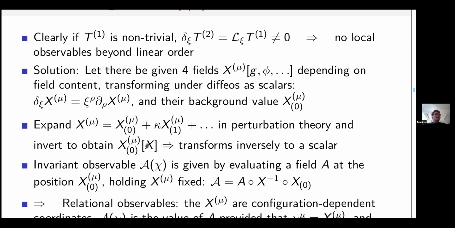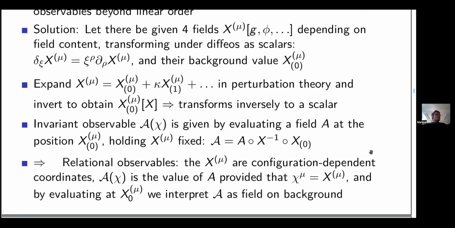So I write x0 as a functional of X and the higher order corrections. So one can do this in perturbation theory. It's invertible as a formal series. I'm not saying anything about convergence. And then, of course, if X transforms as a scalar, then this inversion will transform inversely to a scalar. And the invariant observable, which I call calligraphic A of chi, is now a composition of these things. So I take my field A, which might be a metric, which might be a stress tensor, any tensor field, at the position x0, and I hold the X fixed. So in, say, differential geometry terms, I compose A with the inverse of X and x0.